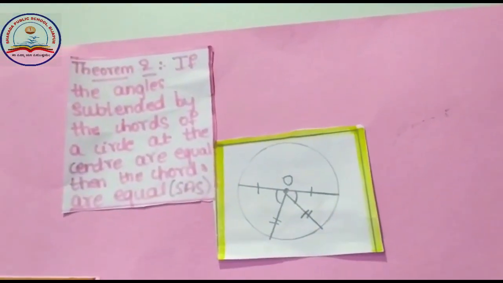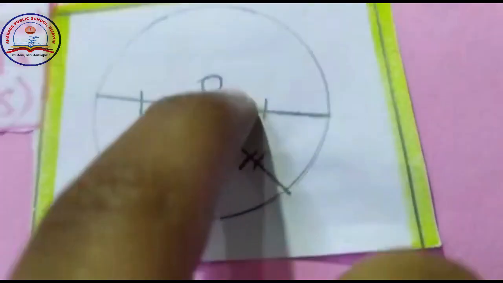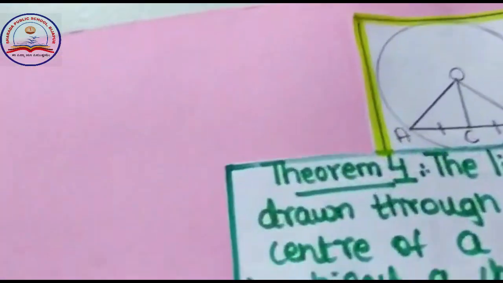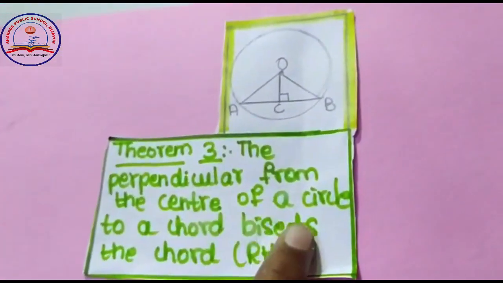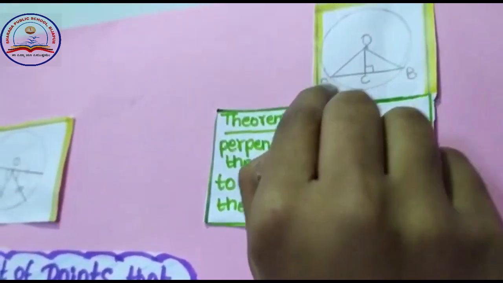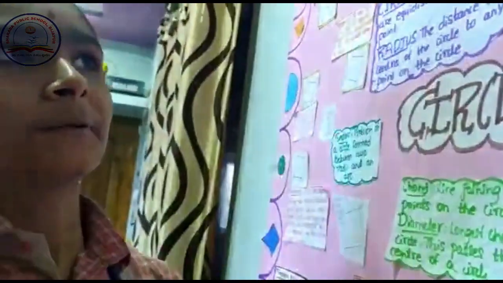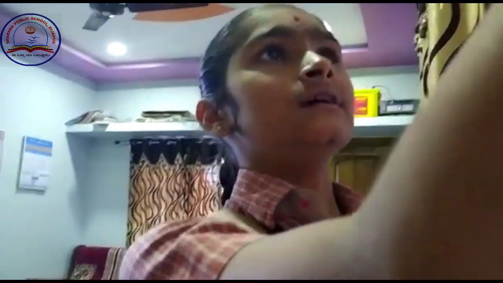Now let's look into Theorem 2. Theorem 2 states that if the angles subtended by the chords of a circle at the center are equal, then the chords are equal. It states that if AOB is equal to COD, then the chords are equal. Now let's look into Theorem 3. Theorem 3 states that the perpendicular from the center of a circle to a chord bisects the chord. Here, OC is the perpendicular which bisects the chord into AC and BC. Here OC acts as a perpendicular from the center of a circle and it divides the chord into AC and BC.